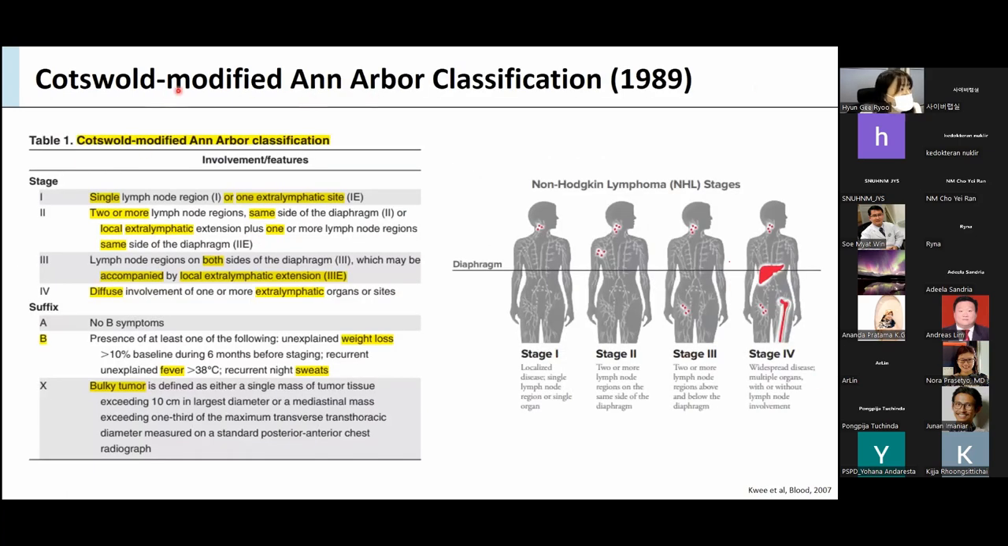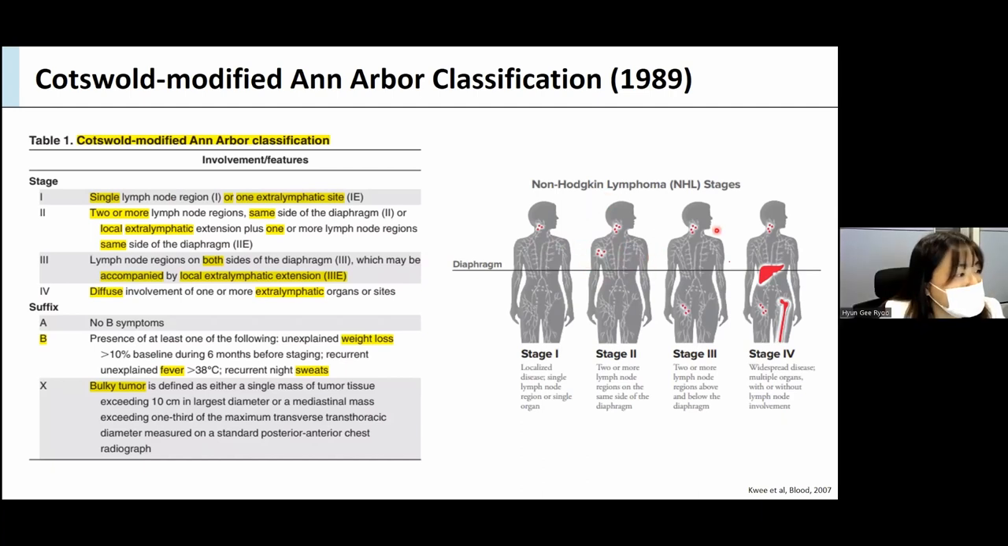So the Cotswold modified Ann Arbor classification of lymphoma, which was introduced in 1989, divides the lymphoma into four stages. When there is a single lymph node lesion or one extralymphatic site, we can say that the stage of lymphoma is stage one. But if there are two or more lymph node lesions on the same side of the diaphragm, or a local extralymphatic extension plus one or more lymph node regions on the same side of the diaphragm, we can say it is stage two.